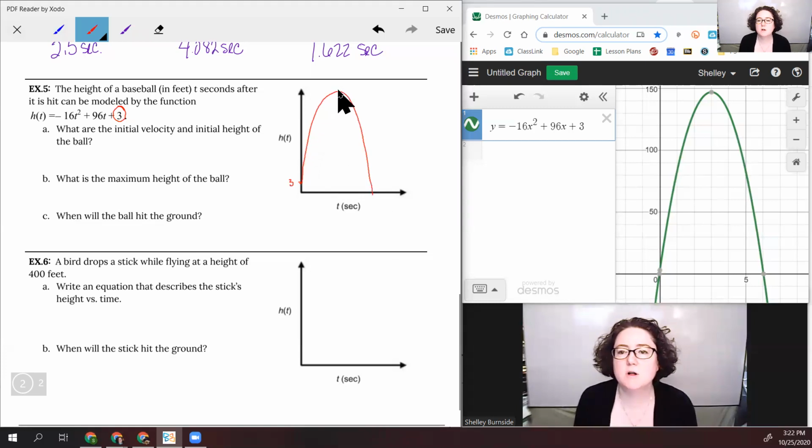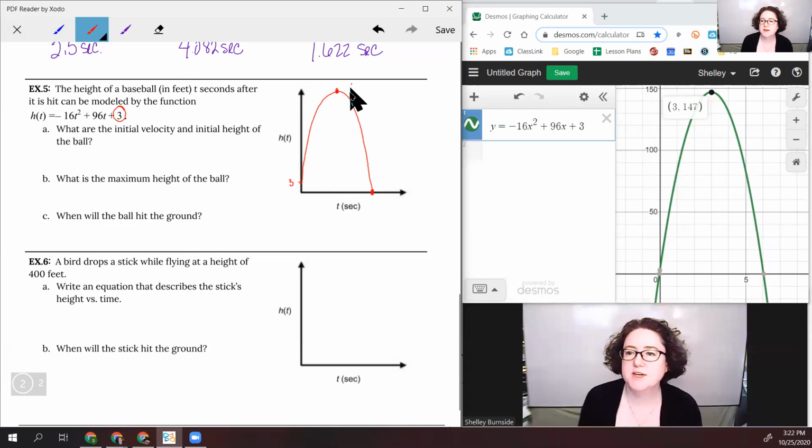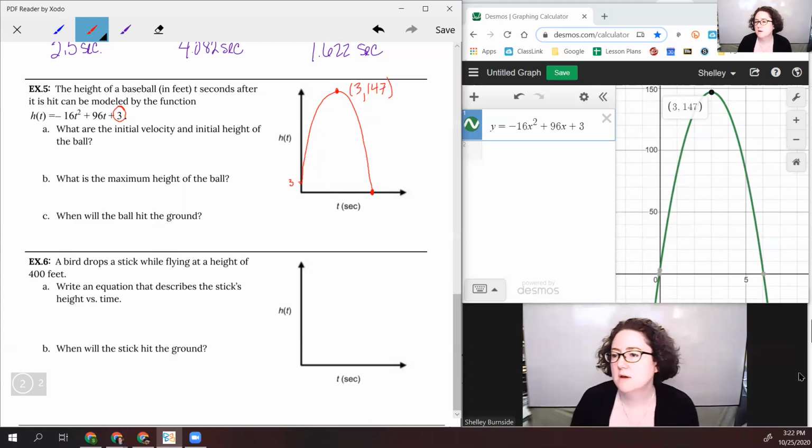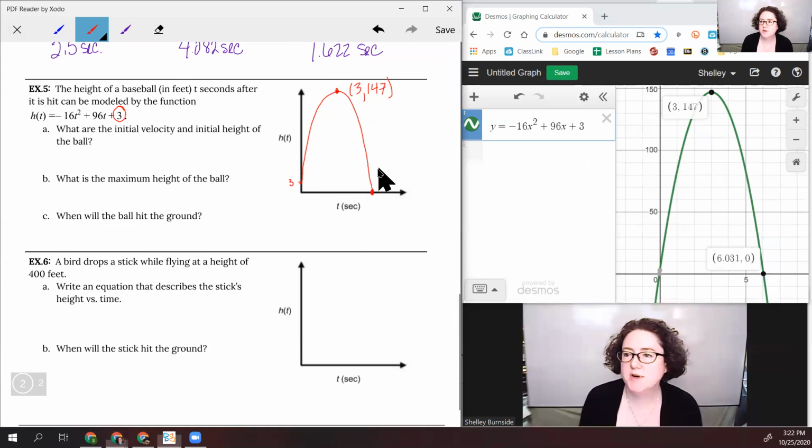Let's go ahead and pull all the points from the graph. So let's find our vertex and we'll find our x-intercept. So again, once you click on the graph, all you have to do is click on your points. So our vertex is at (3, 147). Our x-intercept, and not the prettiest number, but that's okay, is 6.0310.